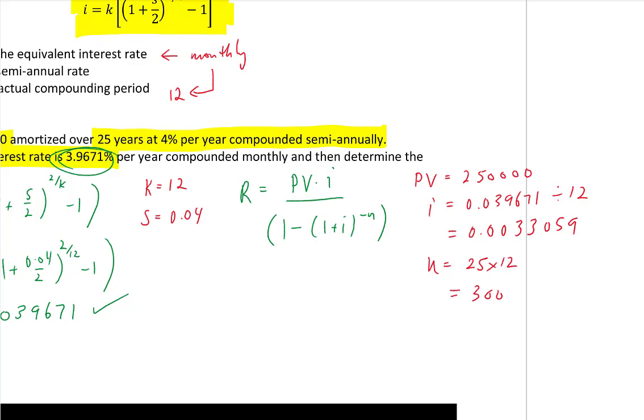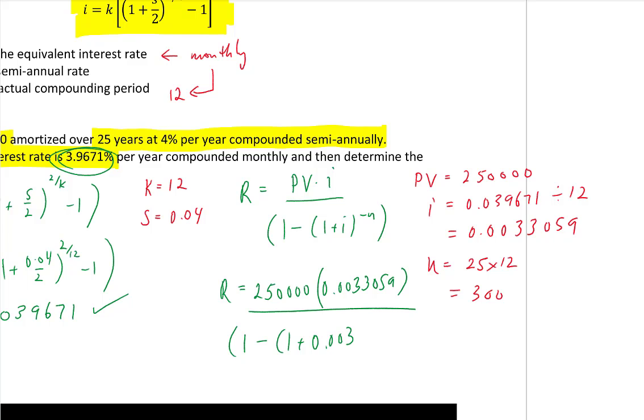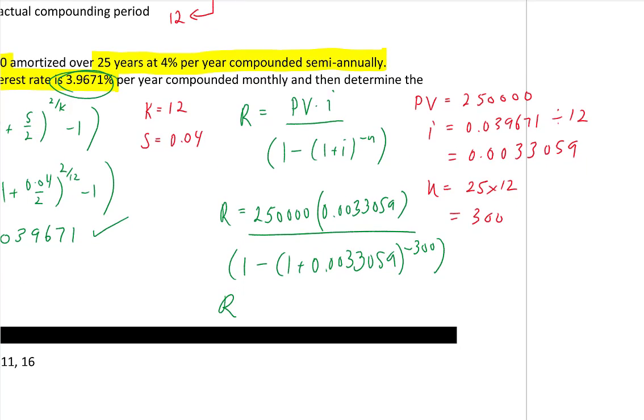Subbing all this into our formula, we get R is equal to 250,000 times 0.0033059 over 1 minus 1 plus 0.0033059 to the exponent of negative 300. All right, last step. Let's use our calculator. And I end up seeing we have a mortgage payment of $1,315.05 every month.